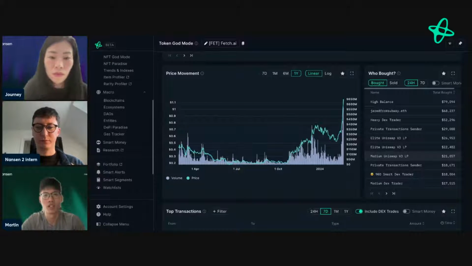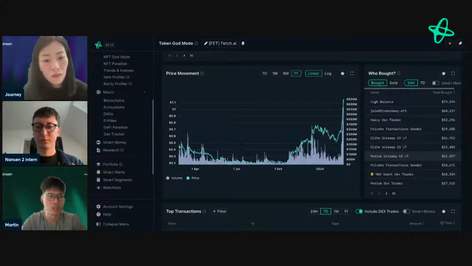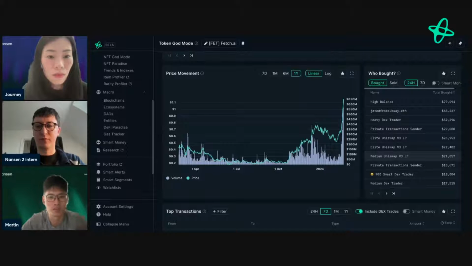But to me, who bought who sold really has value if you are thinking of buying regardless of price, and you just want an overview of who's buying and who's selling. It's more of a longer term thing.